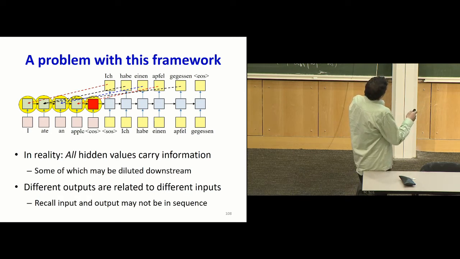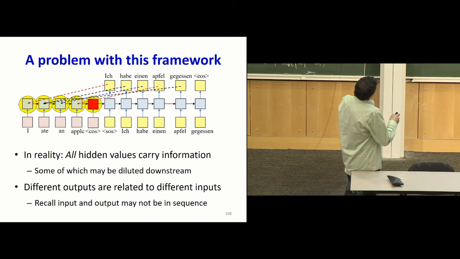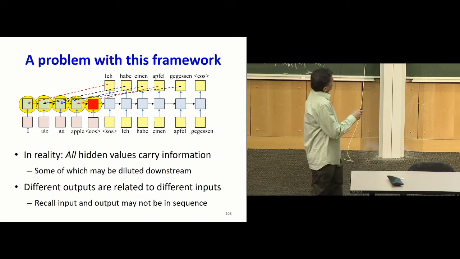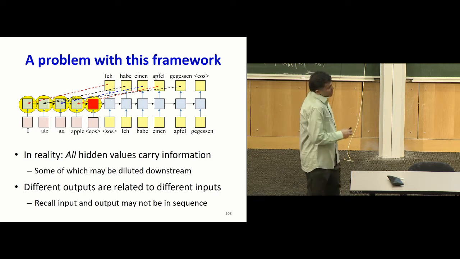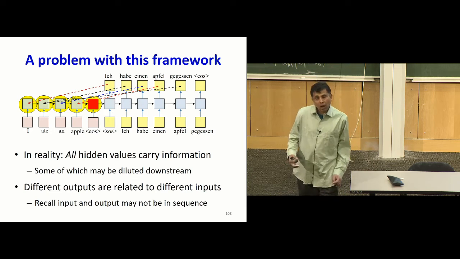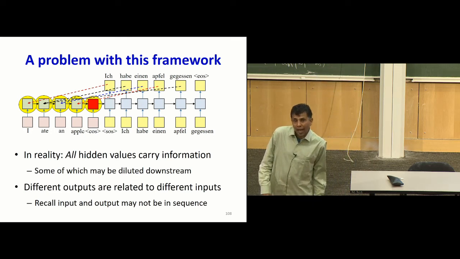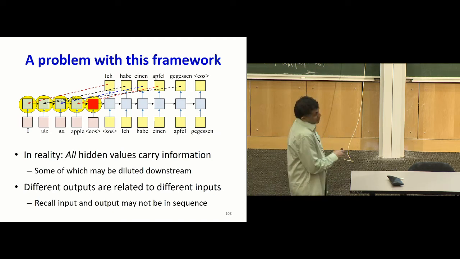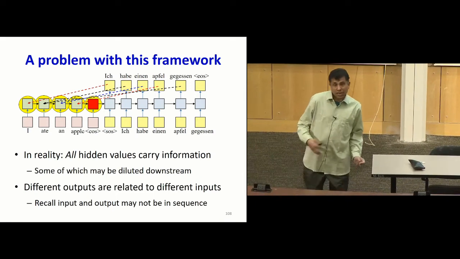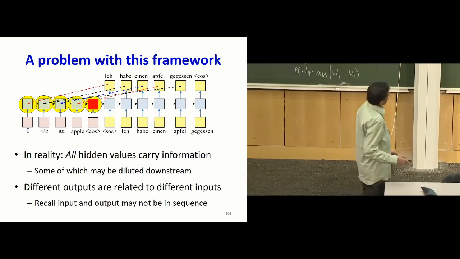Ich relates to I. Habe, now ate, really actually becomes habe gegessen. So both of these two words, which are separated by two other words, relate to the word ate. Einen relates to an, Apfel relates to apple. So in order to translate apple to Apfel, it makes sense that you want to focus more on the hidden representation after the word apple was processed than to actually wait until the end of the sentence where that representation might have been diluted by future words.